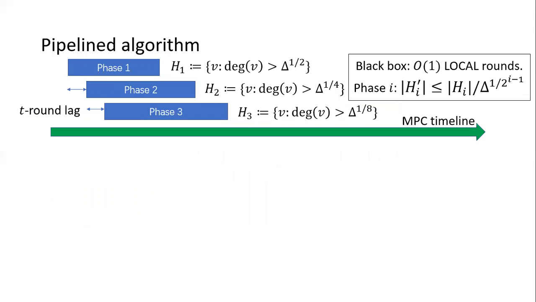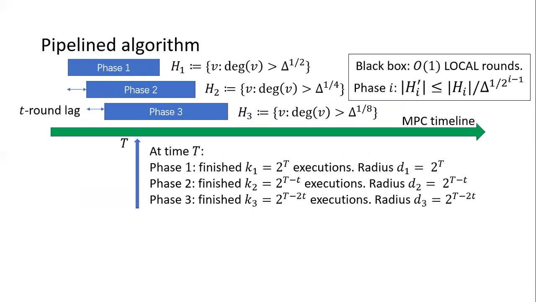Okay, now we take a closer look at the pipeline algorithm. Within each phase, the algorithm was similar as before. We maintain that the number of finished local rounds is roughly equal to the radius of the neighborhoods that we collected, and we can double them after each MPC round. So for example, at time capital T, phase 3 has already finished 2 to the capital T minus 2t executions of the local black box, and the radius is also 2 to the capital T minus 2t.